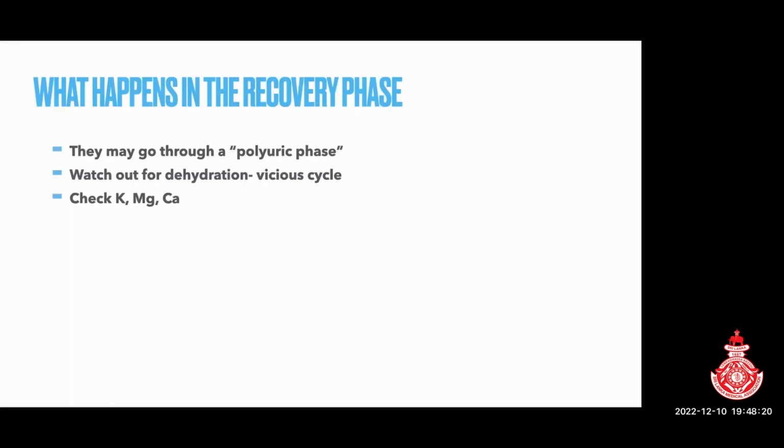Right, so a little bit about the recovery. What happens in the recovery phase? So patients start to pass urine, and that is one of the most joyous moments when you are a nephrologist, seeing a patient who is anuric starting to pass urine. And they may go through what is called a polyuric phase, where they start to pass lots of urine, right? And if they're not taking enough fluids, that can lead to dehydration and a vicious cycle or delayed recovery from AKI, right?